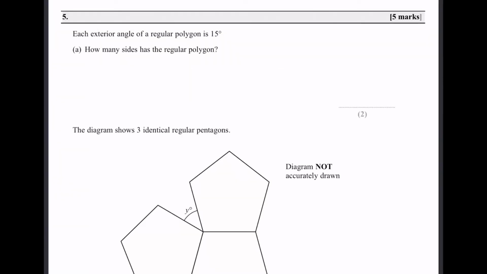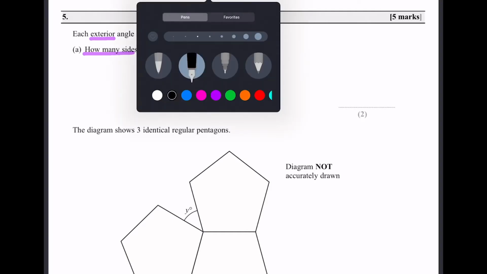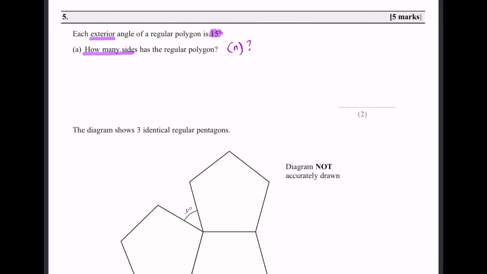The next question says each exterior angle of a regular polygon is 15 degrees. So I have the exterior angles, and the question is asking how many sides does it have? So that means that I am trying to determine n. So in order to determine n, I'm going to use the information that they've given us, which is the exterior angle. So I know that my formula is that the exterior angle is equal to 360 degrees divided by n. So n is what I'm trying to calculate. So the exterior angle is what they've given us, which is 15 degrees.